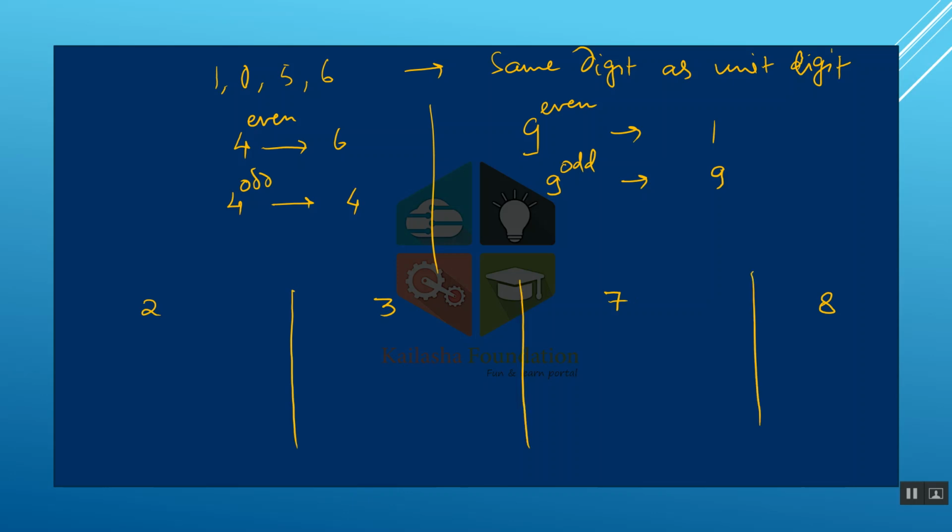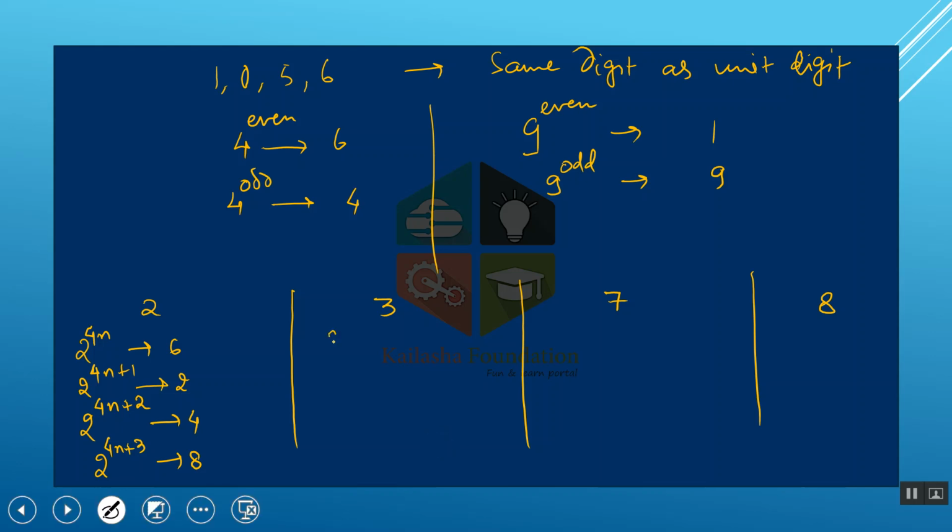So 2 raised to the power 4n, you get 6. 2 raised to the power 4n plus 1, you get 2. 2 raised to the power 4n plus 2, you get 4. 2 raised to the power 4n plus 3, 8. So 2, 4, 8, 6, 2, 4, 8, 6, this is the cyclicity.